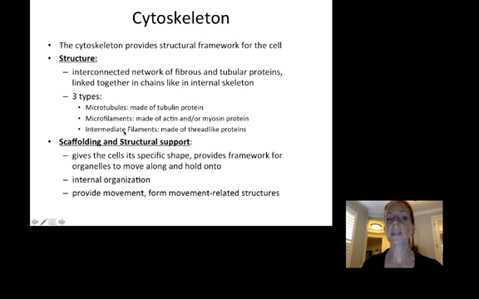And then intermediate filaments. Intermediate filaments are made up of thread-like proteins and are intermediate between filaments and microtubules. Microtubules being the largest, filaments being the tiniest, intermediate being in the middle. They will link together like chains in an internal skeleton to create this internetwork of fibrous and tubular proteins providing structural and other framework for the cell.